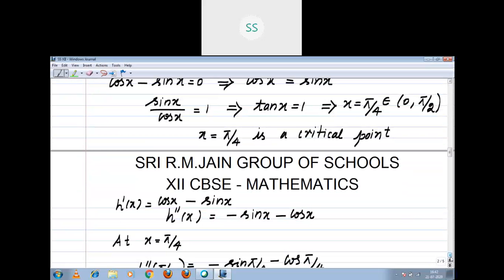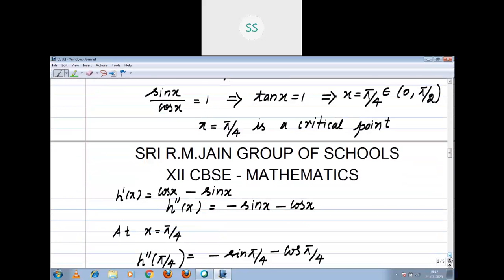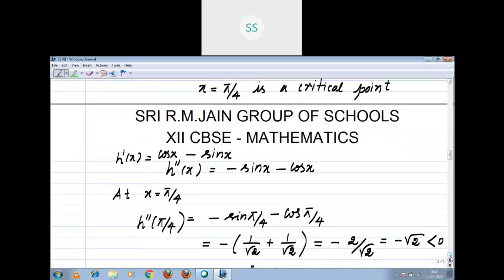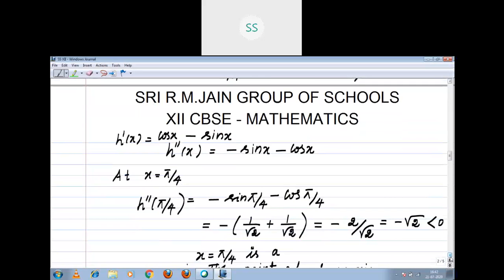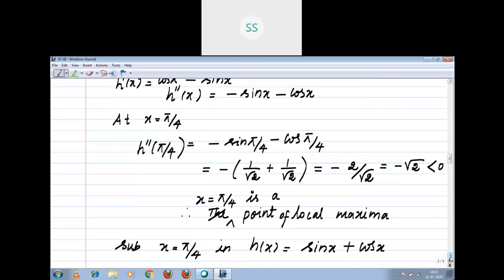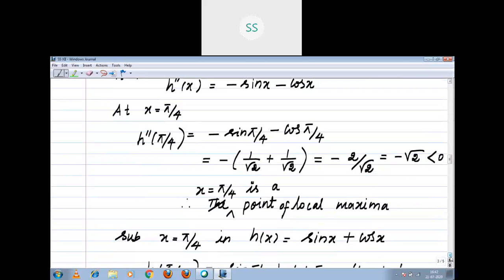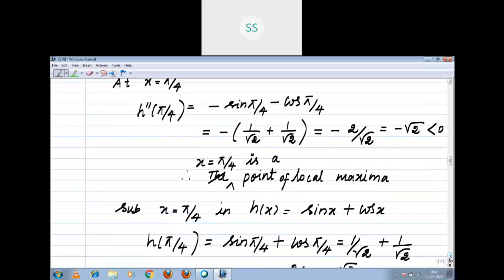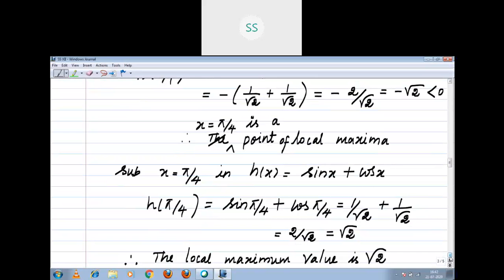Then you substitute the critical point in the second order derivative. The second order derivative only will decide local maxima or local minima. If you arrive at a negative value, that is local maxima. Then you substitute the critical point in the given function, it will give you the local maximum value. I hope you people understood.